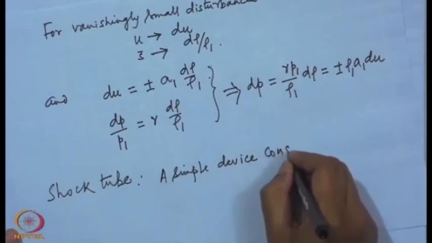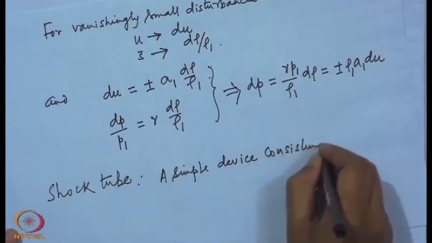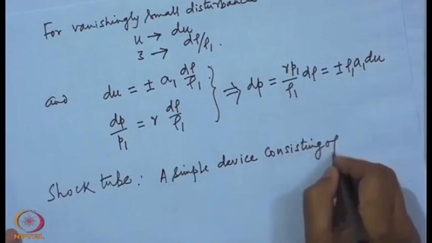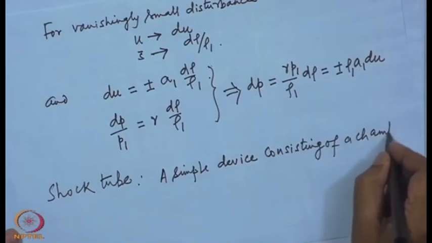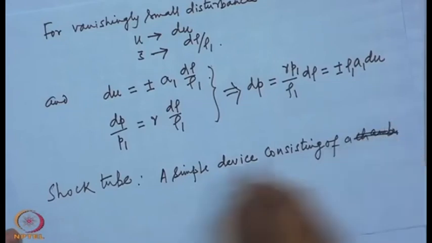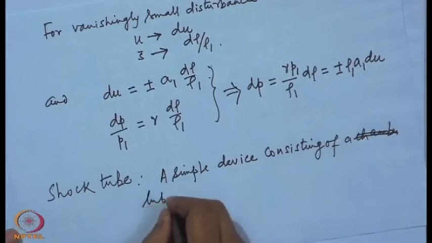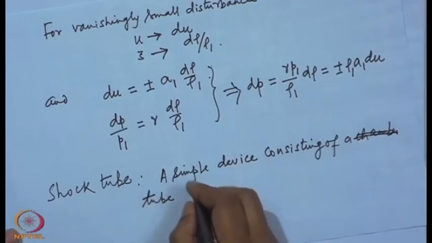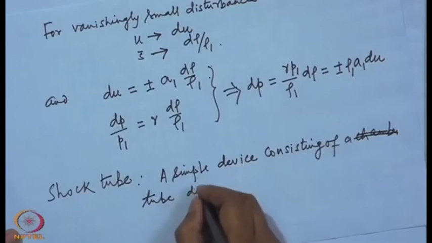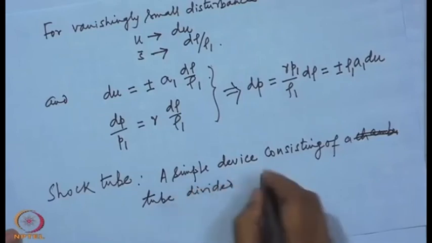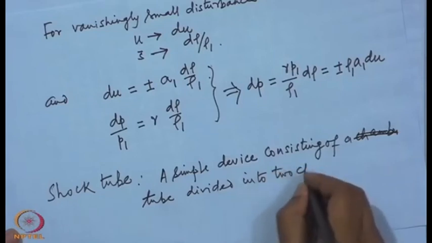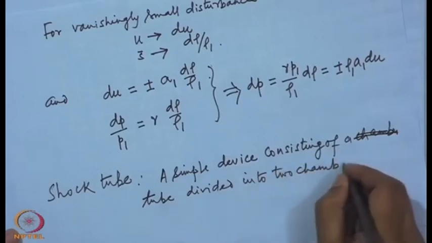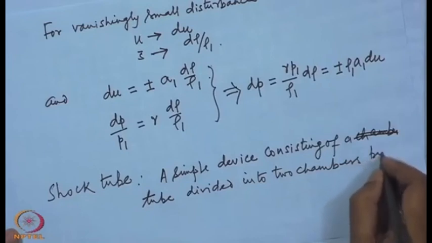It is a simple device consisting of a tube divided into two chambers by a diaphragm.